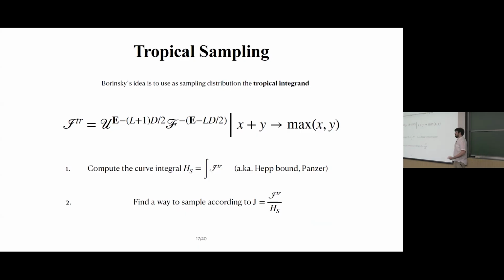So we have to do two things. First, we have to normalize this tropical integrand in such a way that we get an actual distribution. So we have to compute the curve integral associated to that tropical integrand. Now here we're thinking about curve integrals. If this was an ordinary integral, this quantity would be called the hat bound, something that was introduced by Erik Panzer for slightly different reasons. And then we have to understand, once we normalize it, how to generate efficiently sample points distributed according to J. It has to be efficient because you have to generate lots of them to get a good precision for the estimator.